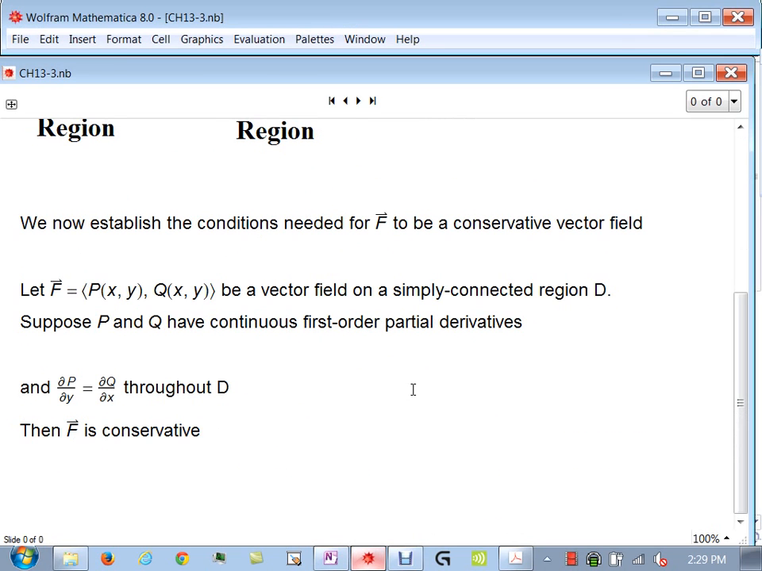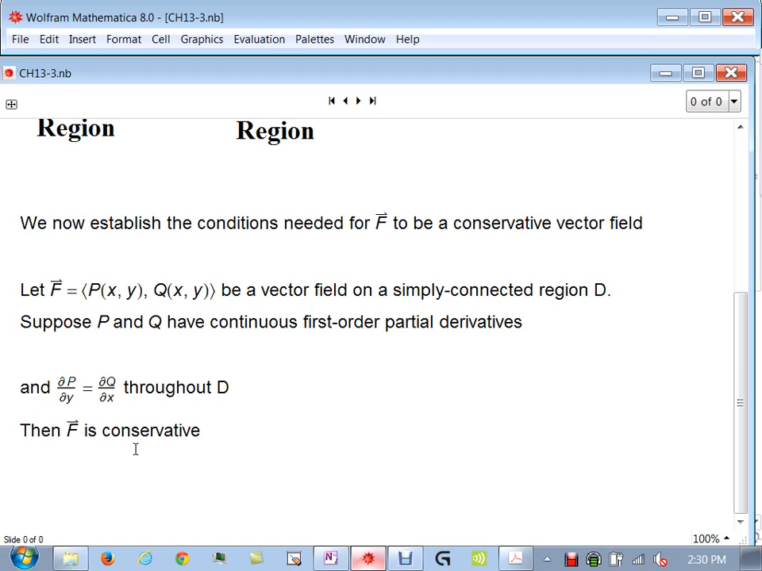All right, we now establish the conditions that we need for a vector field to be conservative. Let F be P of x,y, Q of x,y. Let it be a vector field on a simply connected region, D. Suppose P and Q have continuous first-order partial derivatives, and suppose that the partial of P with respect to y equals the partial of Q with respect to x throughout D. Then F is conservative.